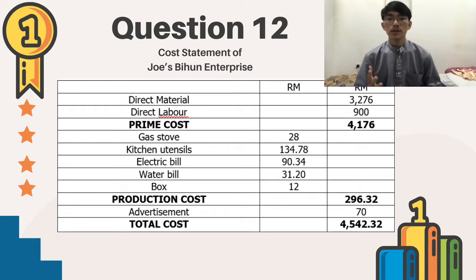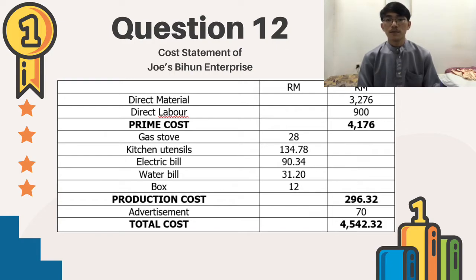For the next question is cost statement. We have direct material and direct labor. For direct material, we need to multiply the direct material per unit, which is RM2.3, with our target unit of sales for a product, which is 9,000 units per month, and the amount we get is 20,700 ringgit.